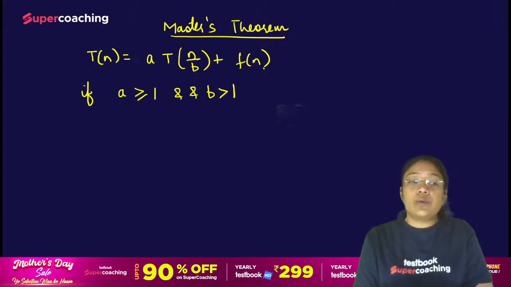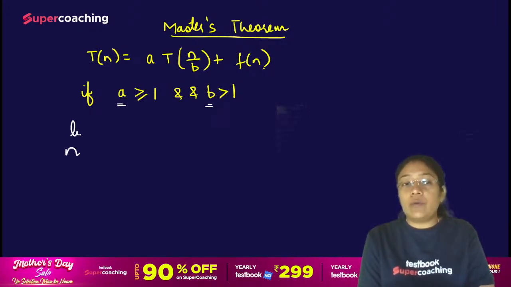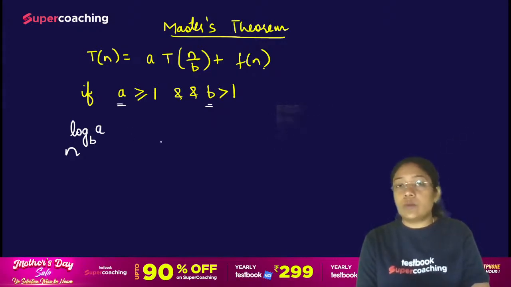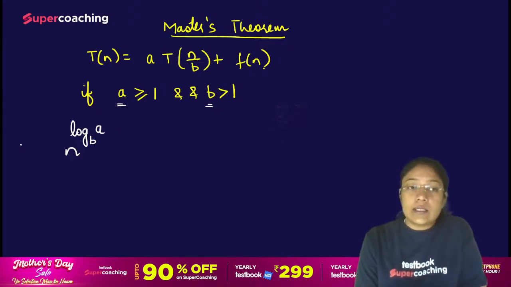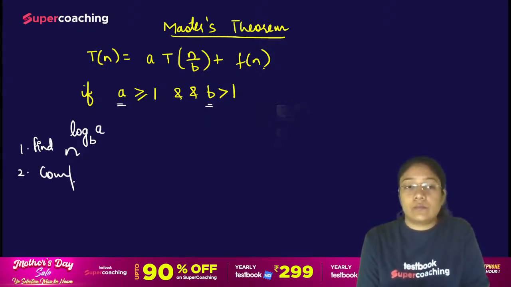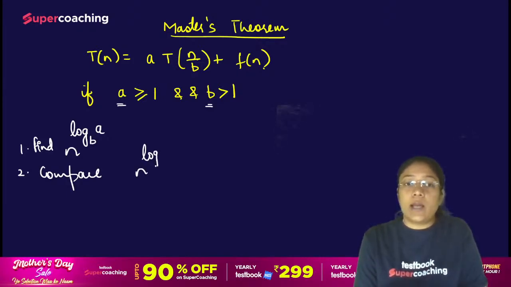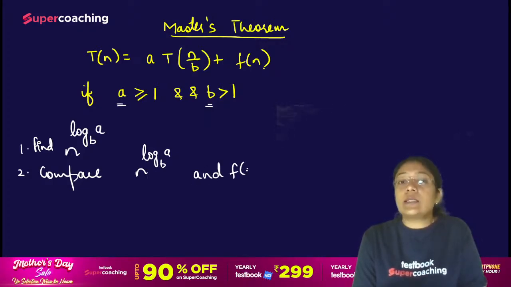First of all, you need to identify a and b. आप a और b को identify कर लोगे. उसके बाद blindly find out the value of n raised to power log a with the base b. Find out this value. After that, do the comparison. This is step 1. Find out this value. After that, compare whatever you have obtained in step 1 and f of n. कितने केसेस बनेंगे?